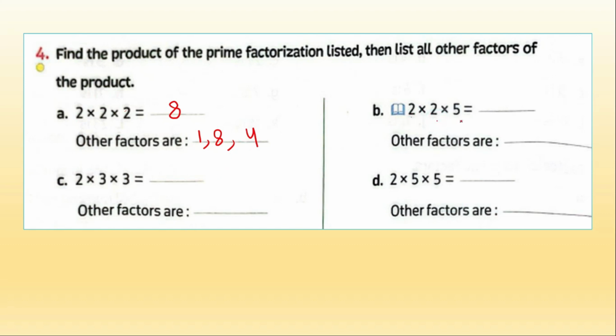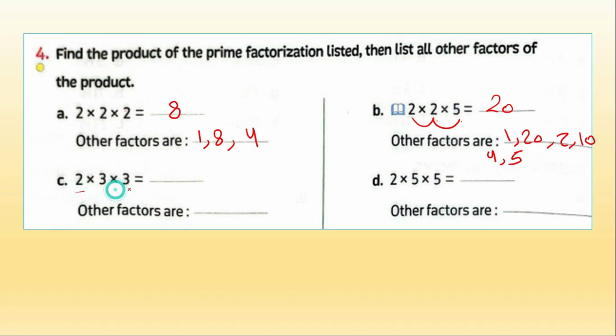2 times 2 times 5. 2 times 2, 4. 4 times 5, 20. So the product is 20. How about other factors? 1 times 20. Got it? So 1 and 20. 2 times 10. So 2 and 10. And then 3 times any number to get 20? No, 3 can't be. 4 times 5. Any other numbers? No. So these are the factors of 20.